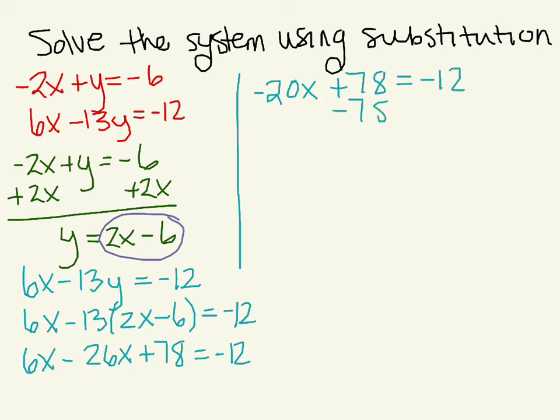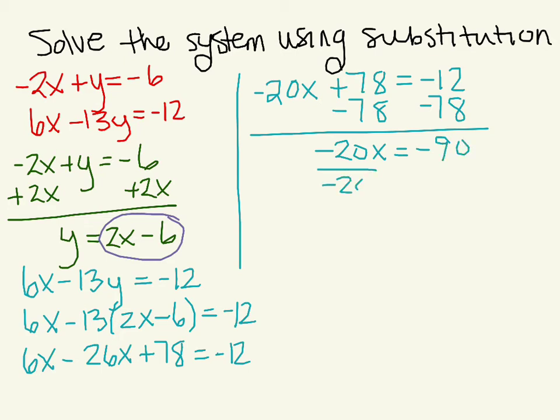Then I'm going to subtract 78 from both sides, giving me that negative 20x is equal to negative 90. Divide both sides by negative 20. And this gives me that x is equal to positive 9/2.